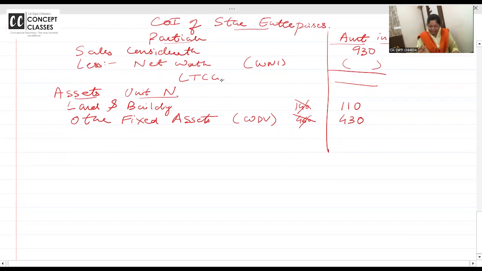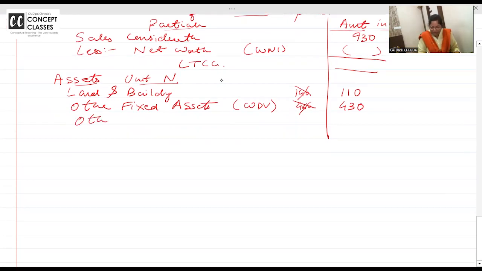So I will take this. Anyone in the class having doubt? Other assets. Other assets might be my debtors, my cash, all. So how much should I take for that? 440. Unit N is being discussed. So what is the total assets? Total assets taken over is 980.